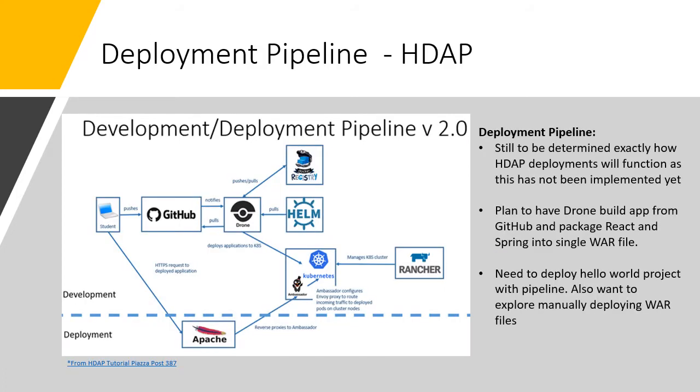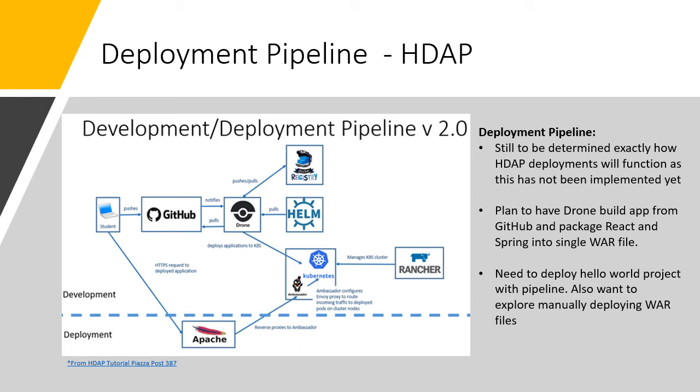Moving on to the deployment pipeline. We will be working on the deployment pipeline using the HDAP pipeline that has been shared with us as part of the Piazza Post 387. We're still working on finalizing the finer details around how all this will work, but the diagram over here shows the overall architecture for the deployment pipeline.